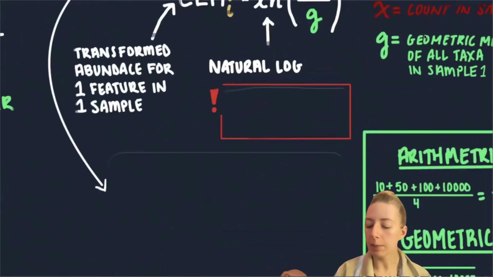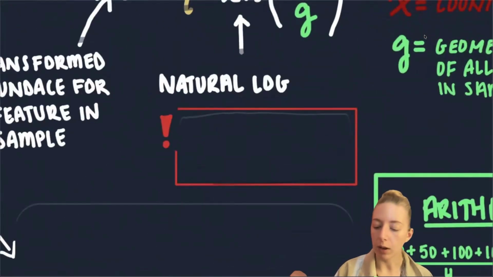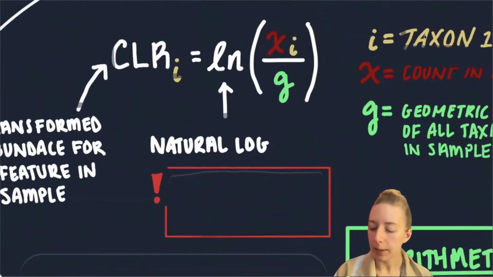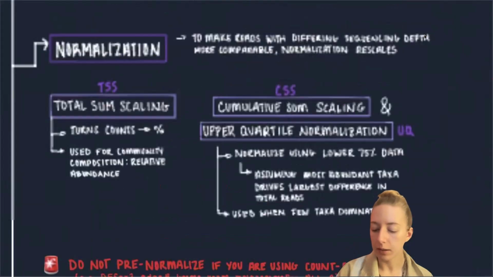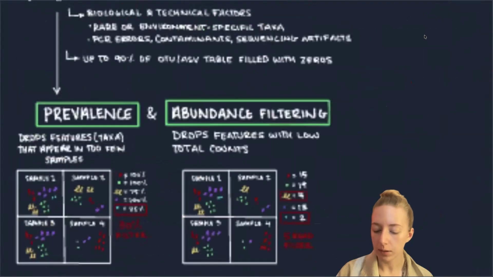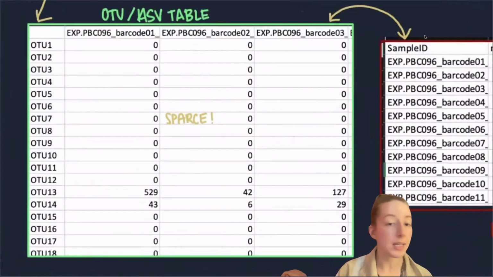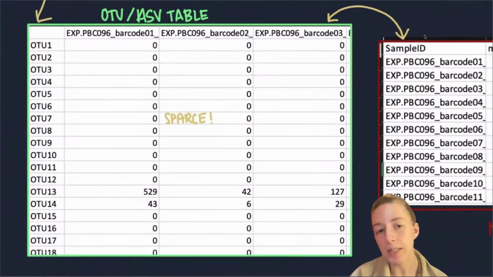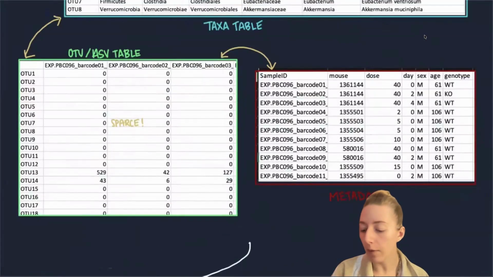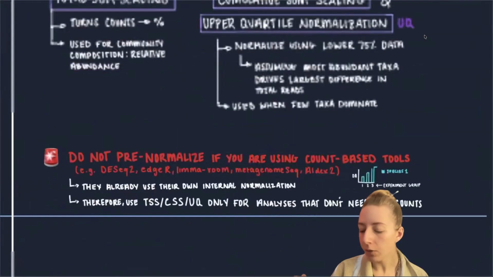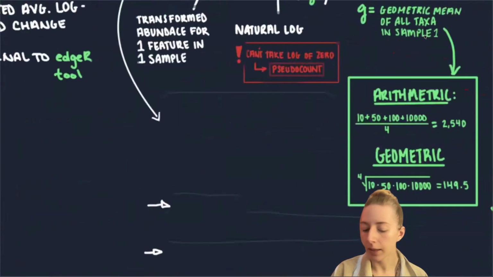Another thing to keep in mind about the natural log that we have right here is that we cannot take the log of 0. This is going to be problematic, if you remember our OTU table right here, because we're going to face many, many zeros. So what we need to do instead is apply something called a pseudocount by replacing all these zeros with 1. You might wonder, is this going to distort the data? The answer is yes, it can change the data. However, it is required for this CLR transformation to take place.